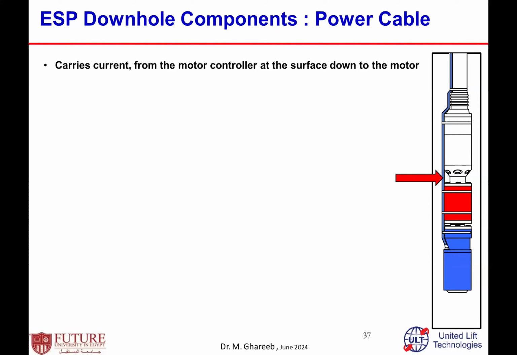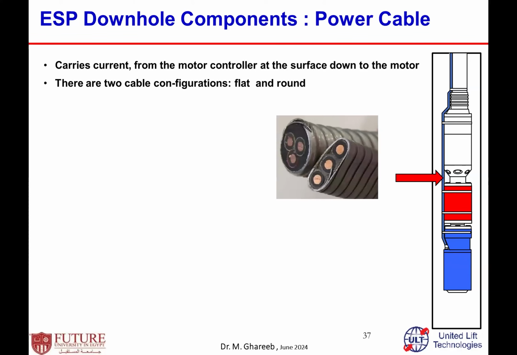Based on the power requirement to run this motor. What is the motor horsepower? What is the voltage required? What is the voltage required at the motor itself, and so on. In the market there are two configurations of ESP cables. They can be either flat or rounded, like these two pictures, the flat one and the rounded one. Both can be used without any problem, but usually one of them has some advantage over the other, but both do the same function.